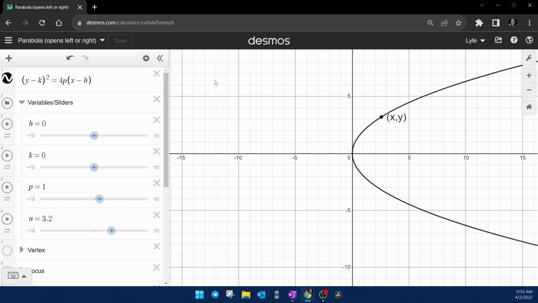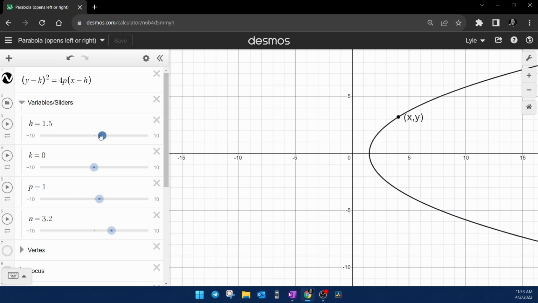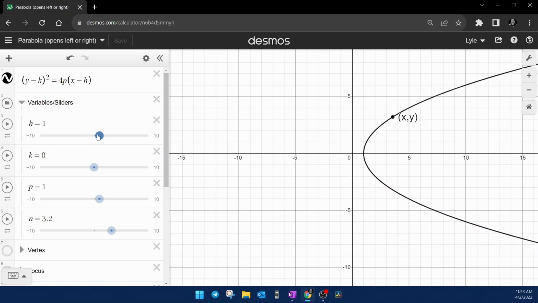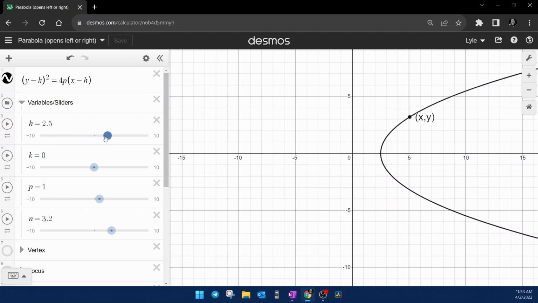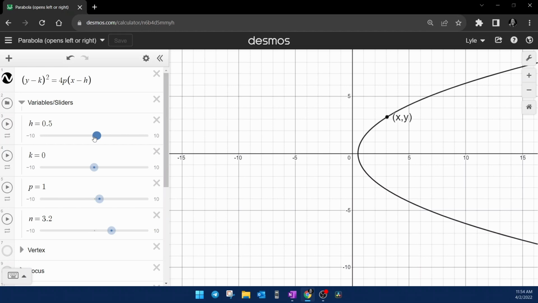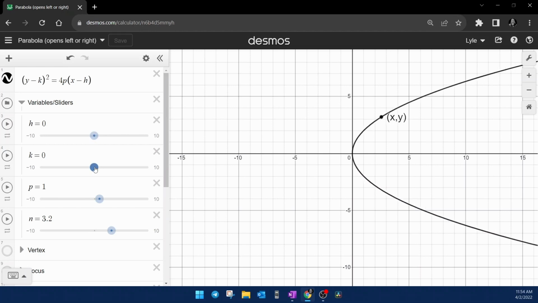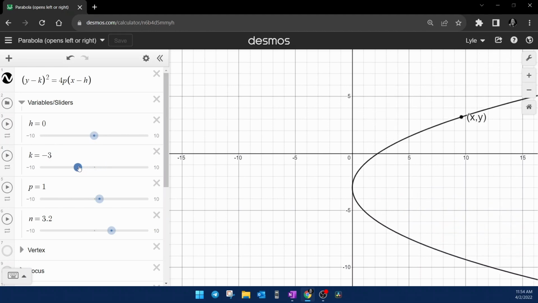Now, let's talk about the parabola that opens either left or right. Here we have our standard form of the equation of the parabola. We have all of our sliders listed again. h, since it's with the x, is going to slide the graph left or right. So h changes the horizontal translation. k changes the vertical translation.